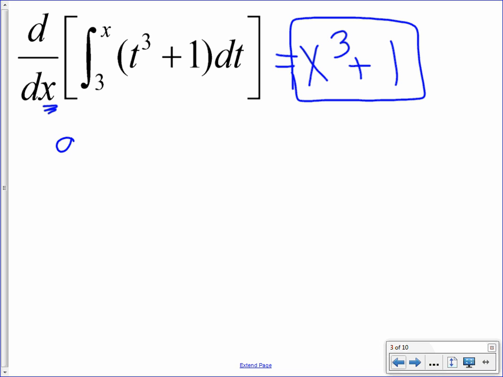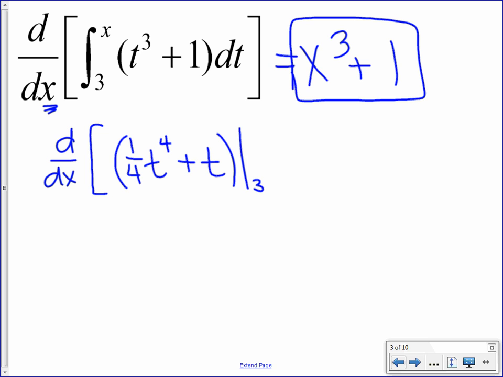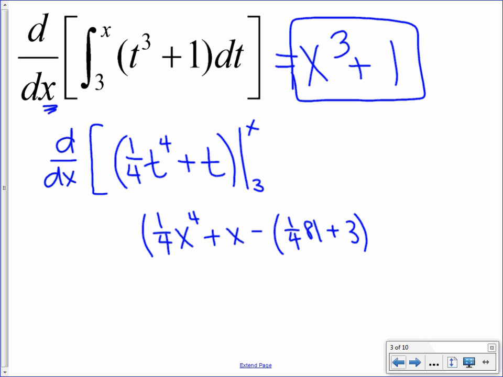Okay, so let's talk about this. Let's actually do this the long way. Okay. So the antiderivative of t cubed plus 1 would be 1/4 t to the 4 plus t, and then we have to evaluate that from 3 to x. Right? So we have 1/4 x to the 4 plus x minus 1/4 times 81 plus 3. So will somebody just tell me what 81/4 plus 3 is?